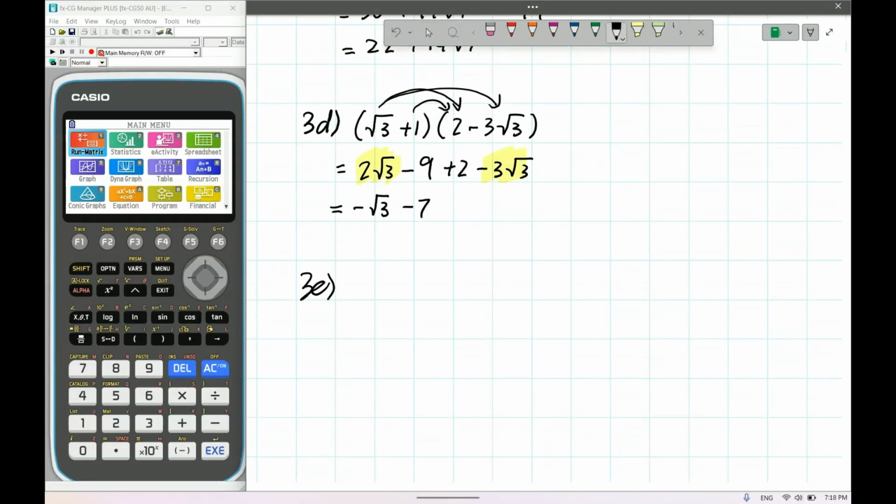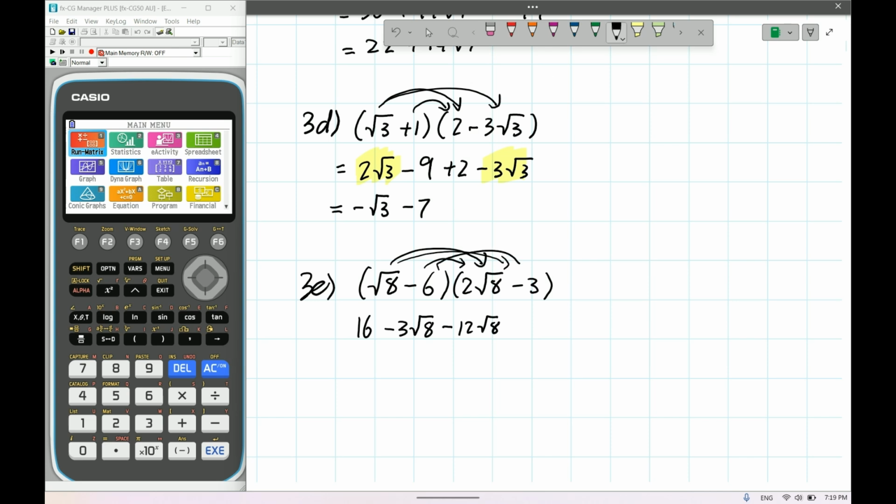3e, root 8 minus 6, 2 root 8 minus 3. So the square root 8 will make all times together to make 8, and then with the 2 we'll make 16. The negative 3 and the square root 8 will make negative 3 square root 8. The negative 6 and the 2 square root 8 will make a negative 12 root 8. And the negative 6 times by the negative 3 will make a positive 18.